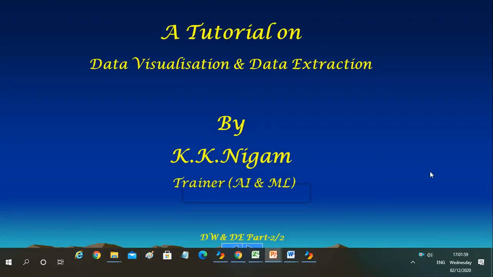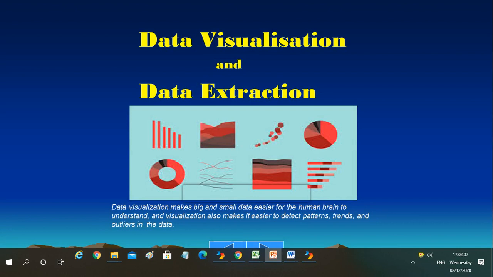So now let's start the next tutorial in data visualization and data extraction. Data visualization and data extraction is very important in data pre-processing. Data visualization makes big and small data easier for the human brain to understand, because only with visualization are you in a position to understand the data by looking at it, and you can draw your conclusions from that. Visualization also makes it easier to detect patterns, trends and outliers. All these things are possible with the help of data visualization.